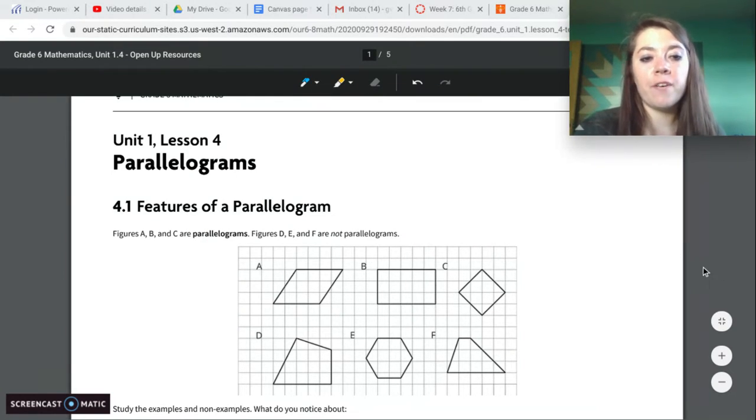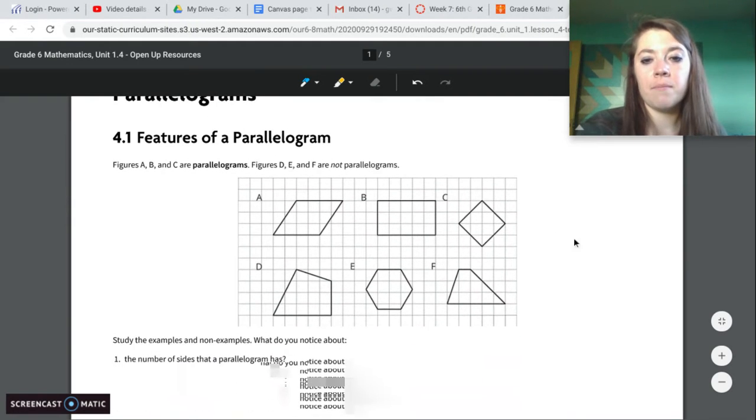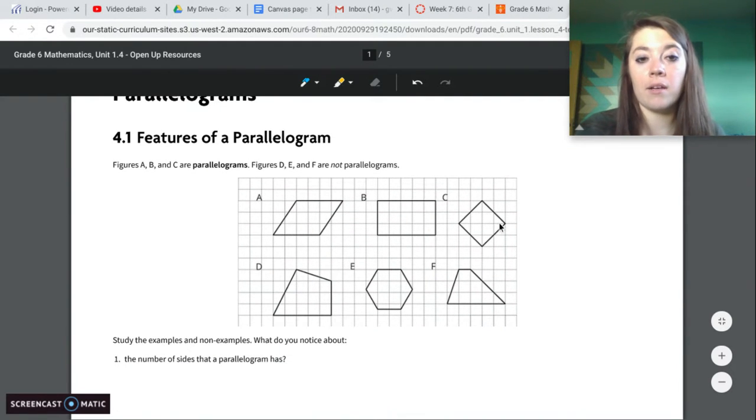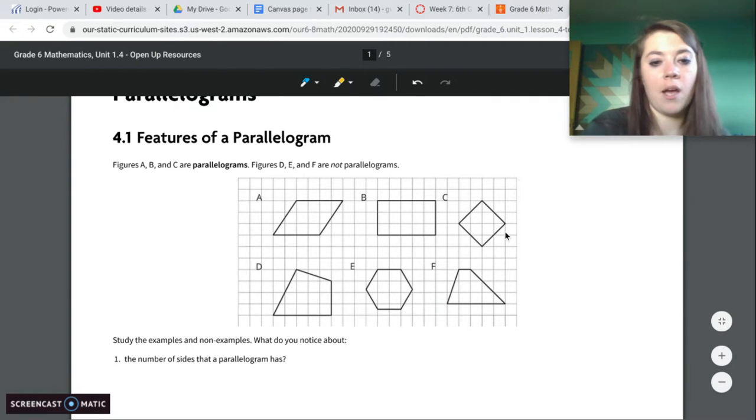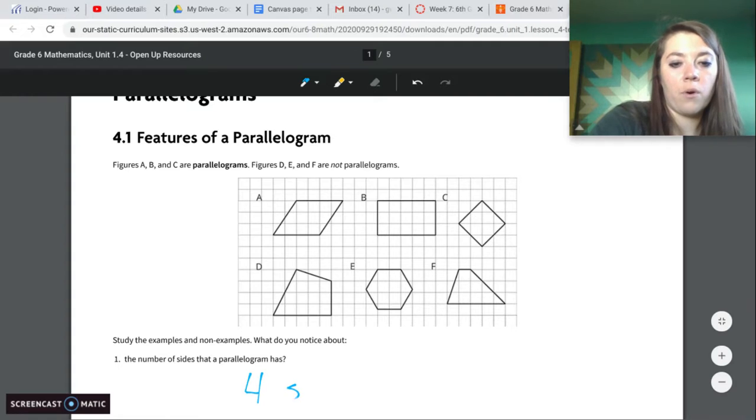All right, so figures A, B, and C, so these top three are parallelograms. Figures D, E, and F are not parallelograms. So we've got examples and non-examples. What do you notice about the number of sides a parallelogram has? Well, remember, A, B, and C are the parallelograms. So we've got 1, 2, 3, 4 sides, 1, 2, 3, 4 sides, and 1, 2, 3, 4 sides. So they all have 4 sides.